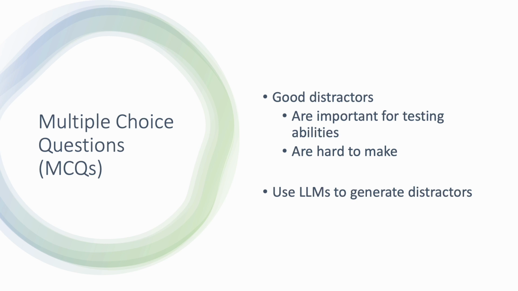So we need good distractors for good multiple choice questions. Good distractors are the way that you truly test student abilities. And that means that good distractors are hard to make, and they lead to additional cognitive load on educators. Is there a way to use language models to generate distractors? The answer is yes, and there's been several people working on generating distractors using large language models.